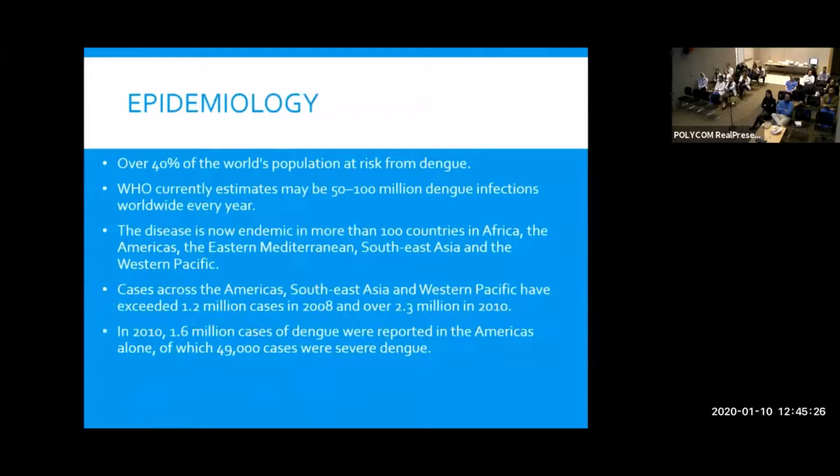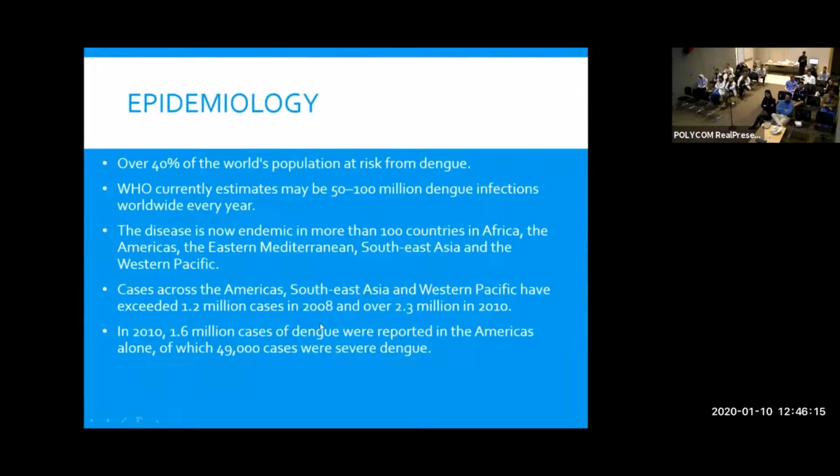So what's the epidemiology? About 40% of the world's population is now at risk of dengue, so it's no longer very restricted. The WHO currently estimates there may be 50 to 100 million dengue infections worldwide every year, and it is endemic in more than 100 countries in Africa, Americas, Eastern Mediterranean, Southeast Asia, and Western Pacific, so pretty much everywhere except Northern America. So we have a lot of cases, and in 2010, about 1.6 million cases of dengue were reported in the Americas alone, with 49,000 cases of severe dengue.